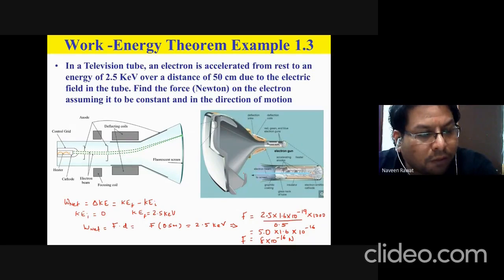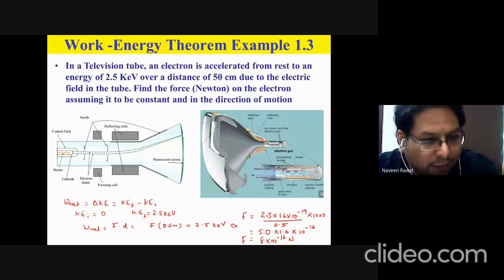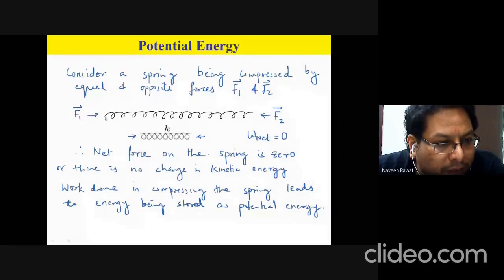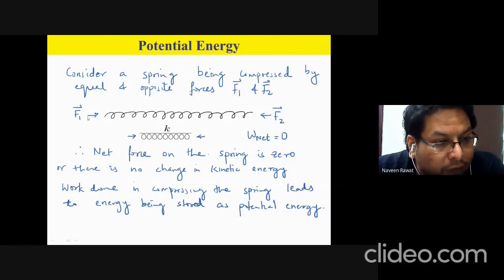That was about the relationship between work and kinetic energy. Okay, so let's consider the case of a spring. In this spring, we are compressing the spring by applying some forces F1 and F2, and these are equal and opposite forces. The spring will get compressed, and in both cases you have equal and opposite forces acting. So the net force is 0, and if the net force is 0, then the net work done is 0.